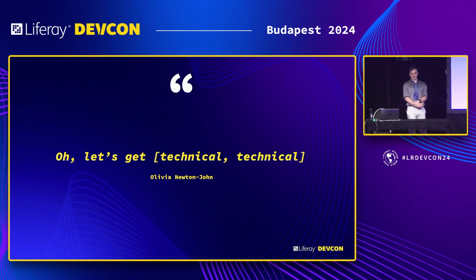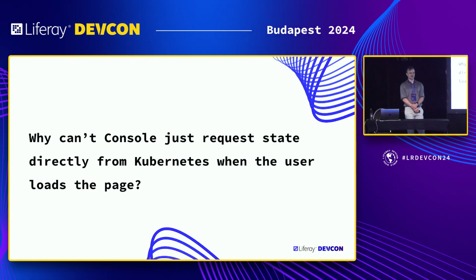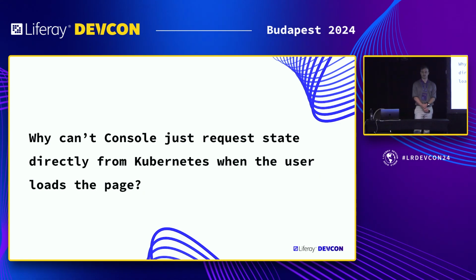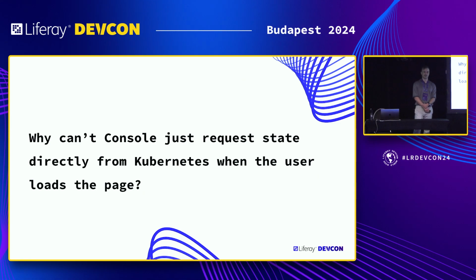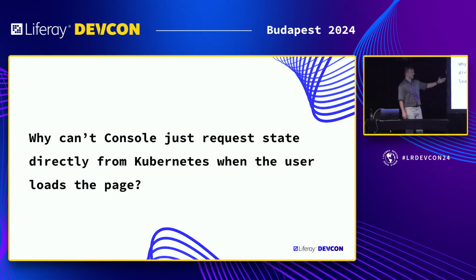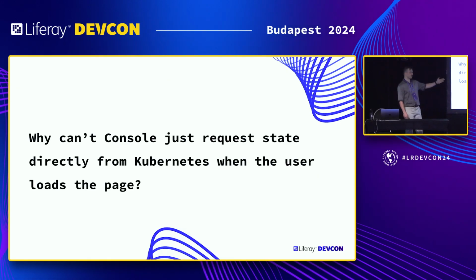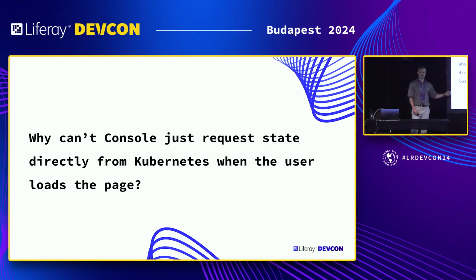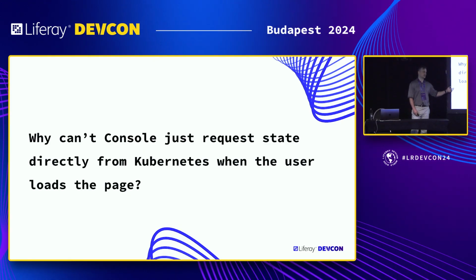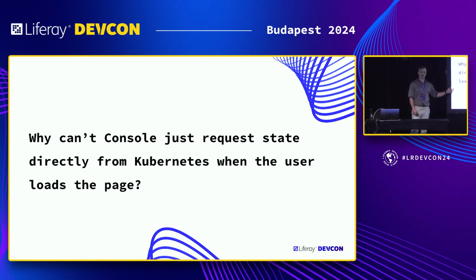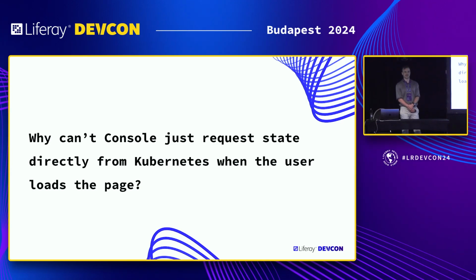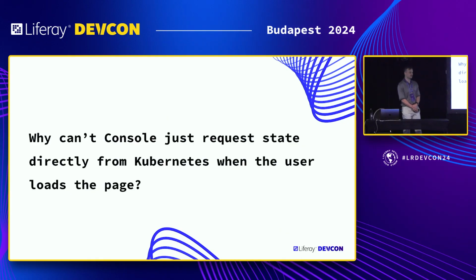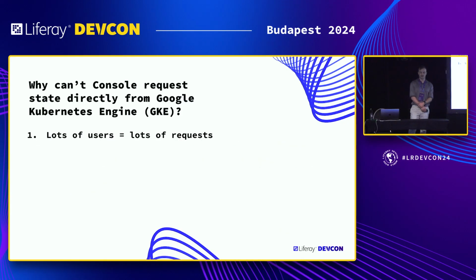So let's dive a little bit deeper together and talk first about a question that might seem off the wall right away, but we're going to dive into architecture in just a couple of minutes here. So we have to get this question out of the way. Why can't console just request state directly from Kubernetes when the user loads the page? Just to be clear, our Cloud Console front end does not just request directly from the Google Kubernetes Engine in order to get that state. We actually do have a different architecture in place than just requesting directly. But let's talk about why we can't do that real quick.